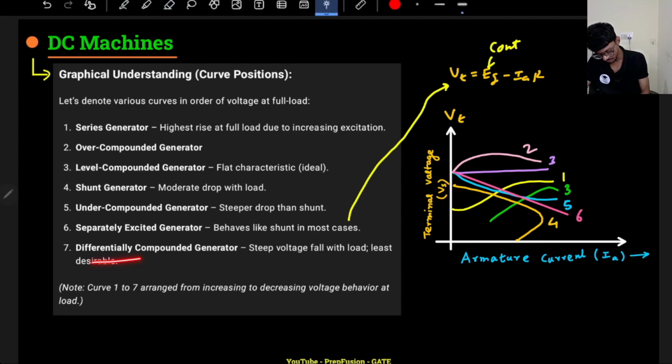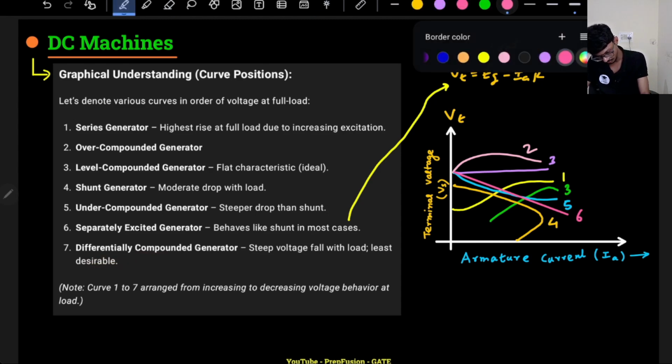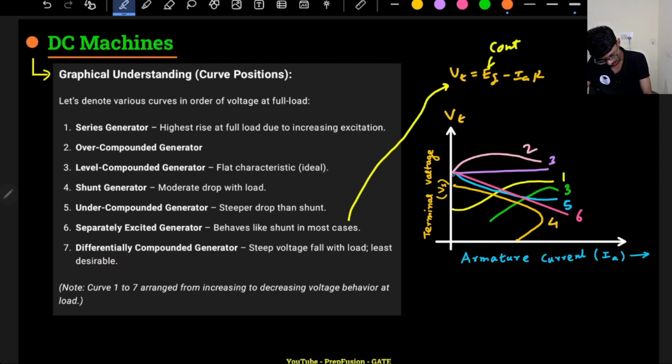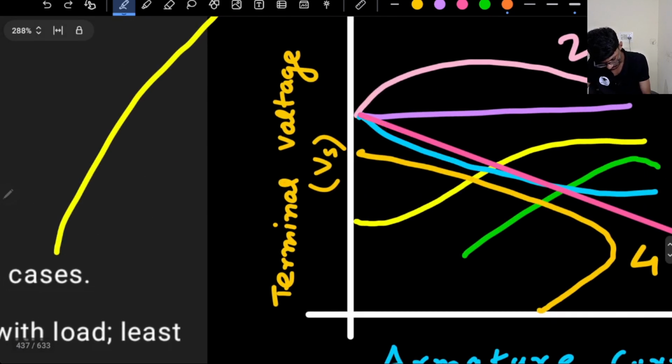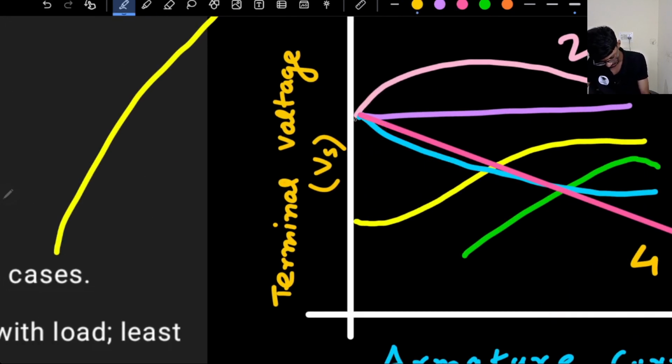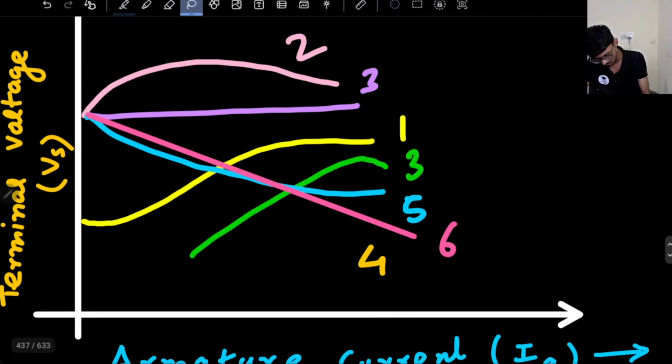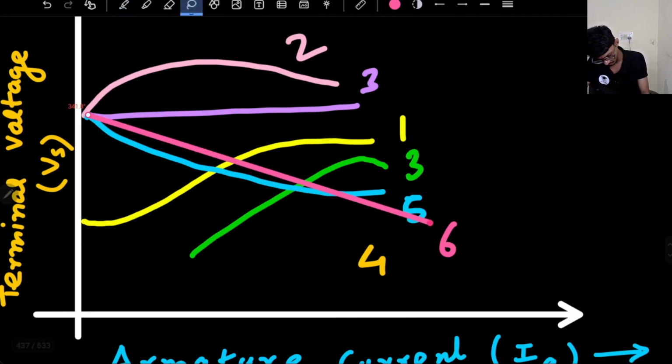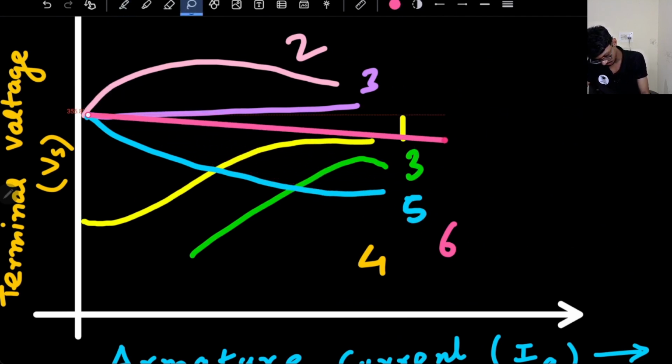Then the differentially compound generator will be a steep fall, like this. Both of them will have the same no load characteristics. The shunt and this should have the same no load characteristics. Separately excited will have a lower drop than shunt, so it will be somewhere like this.